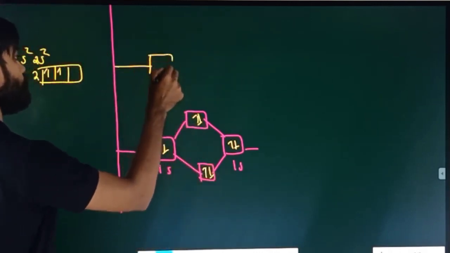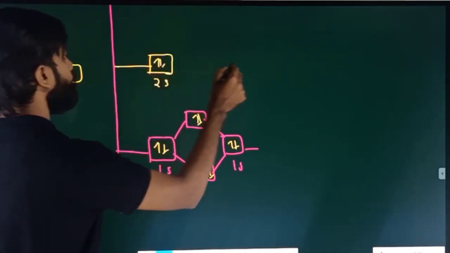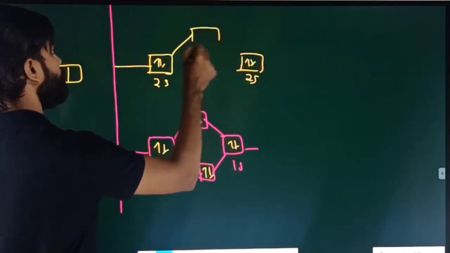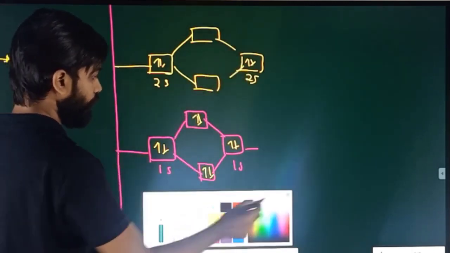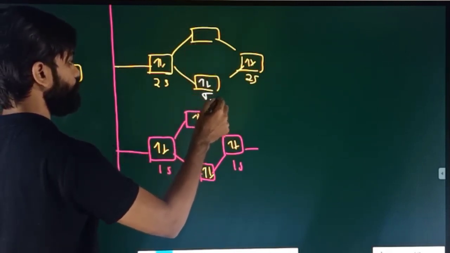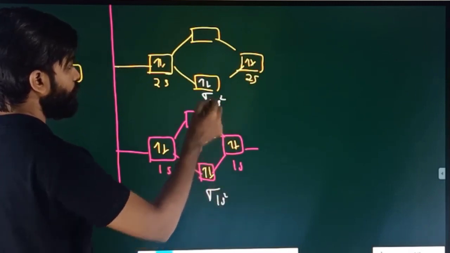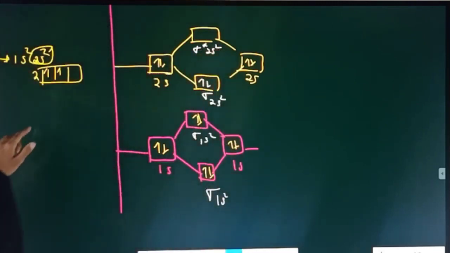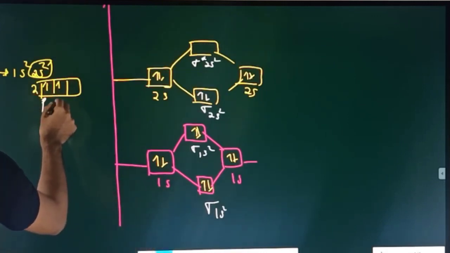Next is 2s. What about the 2s of each carbon? 2s is also filled for both carbons, and they combine to form the orbitals like this. Here we have sigma 1s2, sigma star 1s2, sigma 2s2, sigma star 2s2. That's perfect. Now the p orbitals, Px, Py like that.